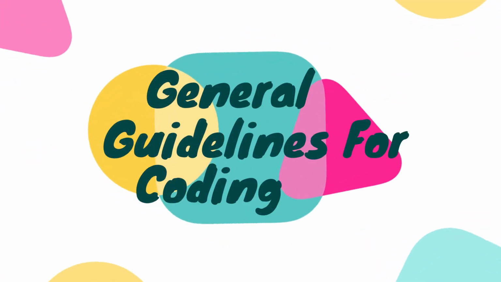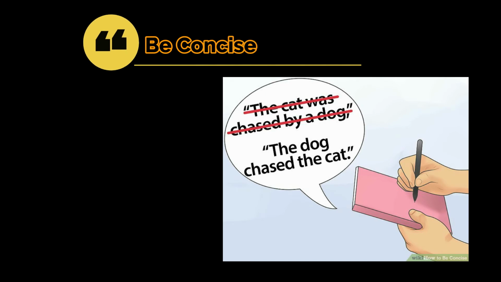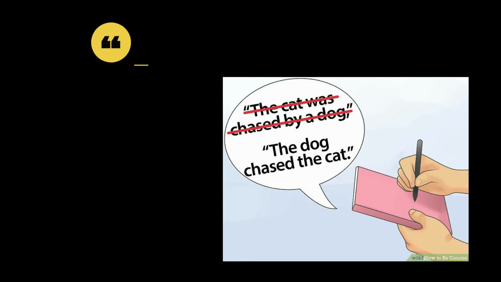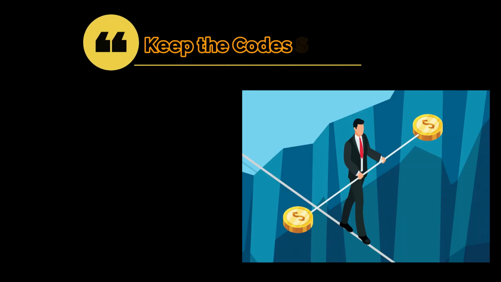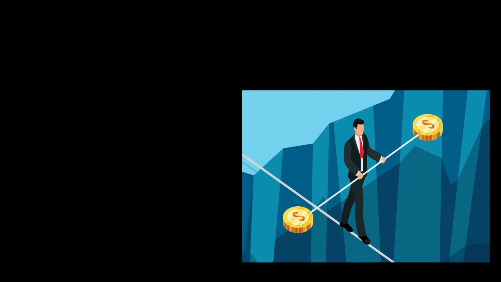Here are the general guidelines for coding. First, be concise. Overly long codes mean more keystrokes and consequently more errors. Long codes also mean that storing the information in a database will require more memory. Second, keep the codes stable. Stability means that the identification code for a customer should not change each time new data are received.